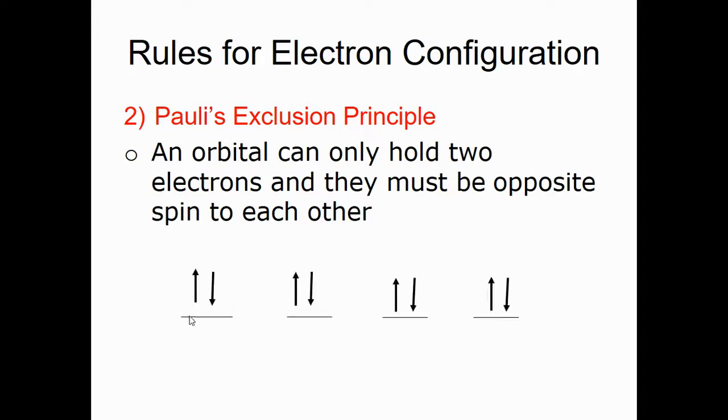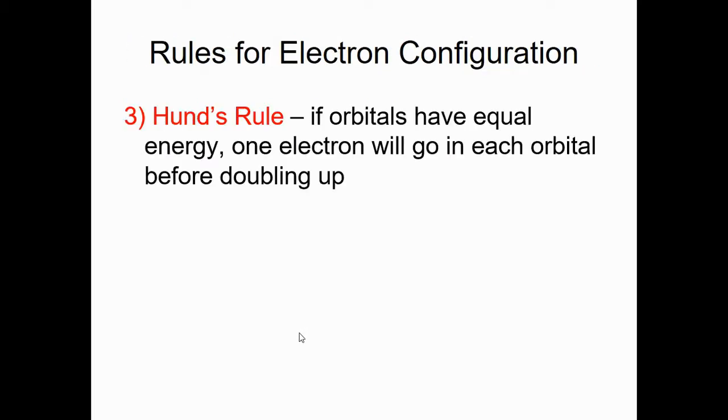So what does that look like? Each orbital, a line being an orbital, can hold 2 electrons, and they have to face opposite directions. If it holds 3 electrons, that's bad. It can only hold 2, and they have to be facing opposite. Okay. The last rule is Hund's rule. That's what I call the empty bus rule.